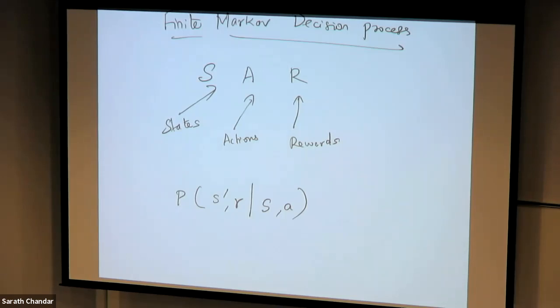Given that I am in a current state and I take an action, what would be my next state? What is the probability distribution for my next state? It's a discrete probability distribution because we have a finite set of states. And similarly, what is the probability distribution over the reward that I will get given that I have taken this action? This is what we call the dynamics function.